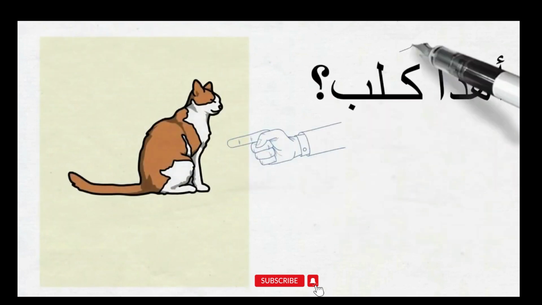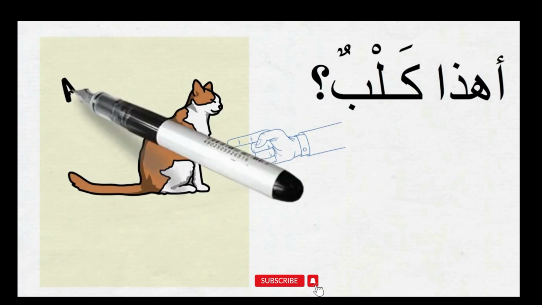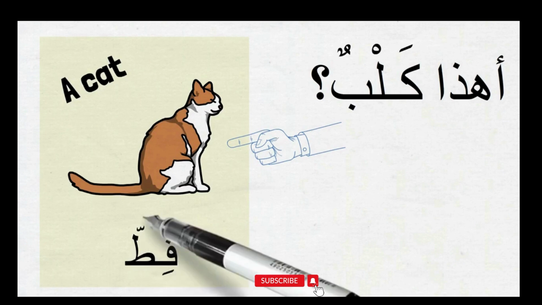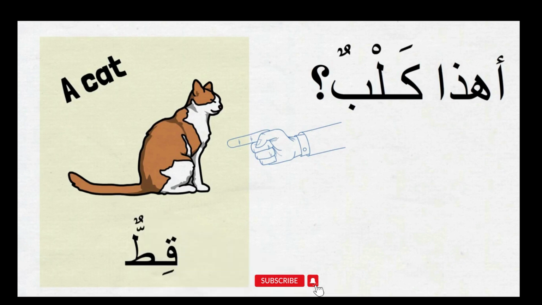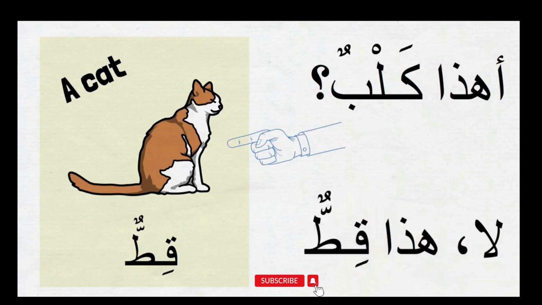أهذا كلب؟ Does it look like a dog? No, right? It's a cat. And a cat in Arabic is قط. So we should say, no, this is a cat. And how do we say it? لا هذا قط. Very good.